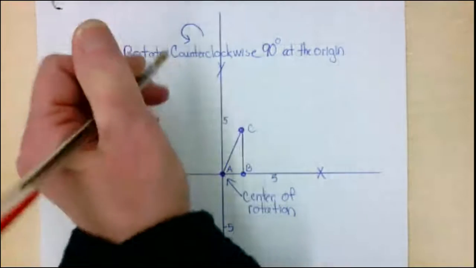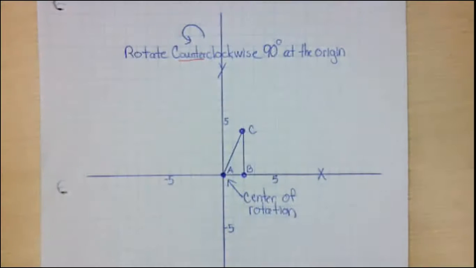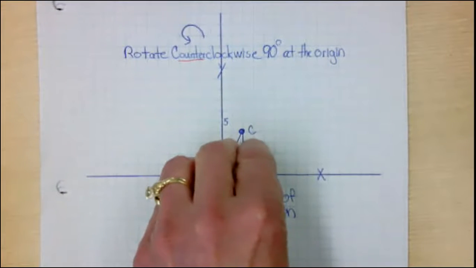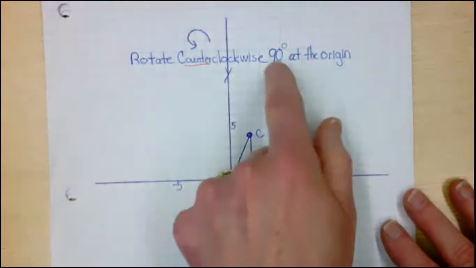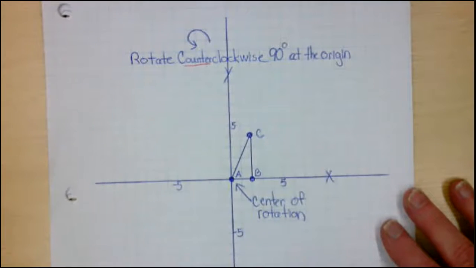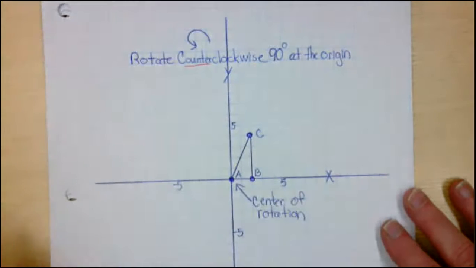So counterclockwise is backwards this way. So that means we're going to take this shape and we're going to rotate it this way. How much are we going to rotate it? 90 degrees, so 1/4 of a turn, 1/4 of that quadrant of a circle. We're going to go like that with it.